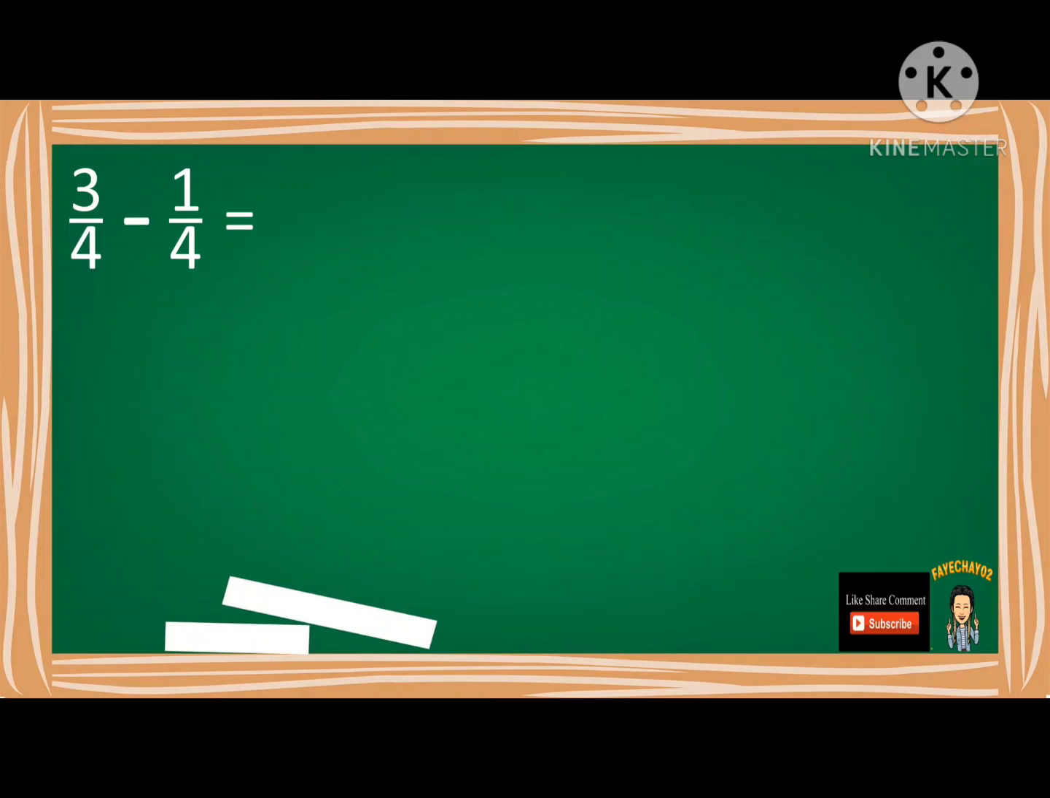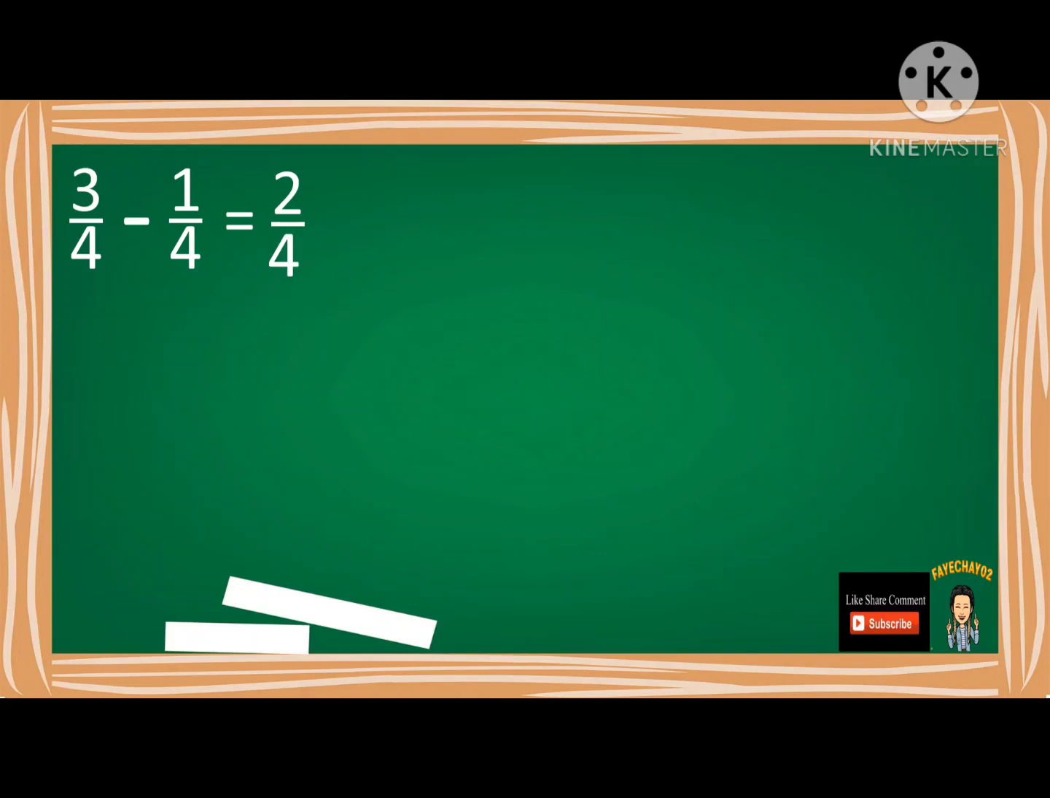3/4 minus 1/4. In subtraction of similar fractions, you just subtract the numerators and copy the denominator. So we have to subtract 3 minus 1. So 3 minus 1 is equal to 2. Then copy the denominator 4.